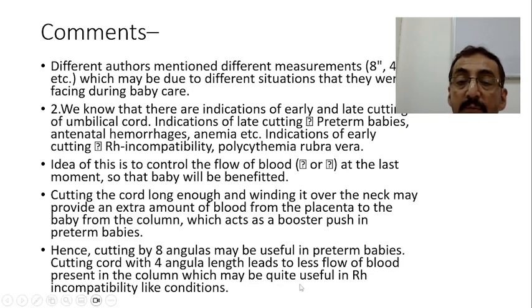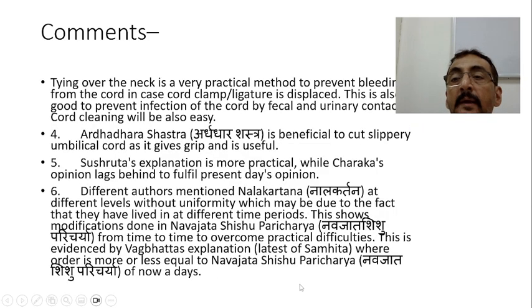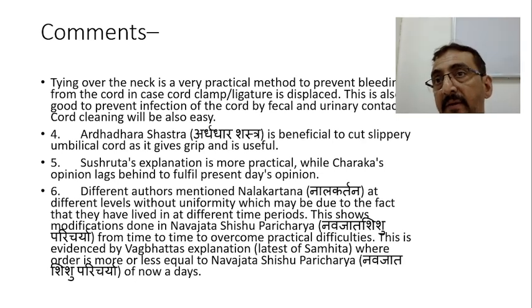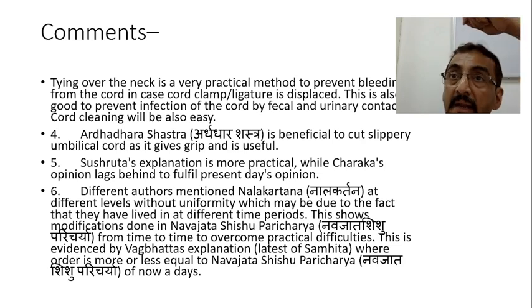Hence this portion we have already explained. Tying the thread over the neck of the baby is a very practical method to prevent bleeding from the cord in case the cord clamp or ligature is displaced. Okay, when you do the cord clamping and leave it, there is every chance that it may get loosened or displaced. But this is the safest method if you tie it around the neck so that the umbilical cord is facing upwards. So this is also good to prevent infection of the cord by fecal and urinary contact.